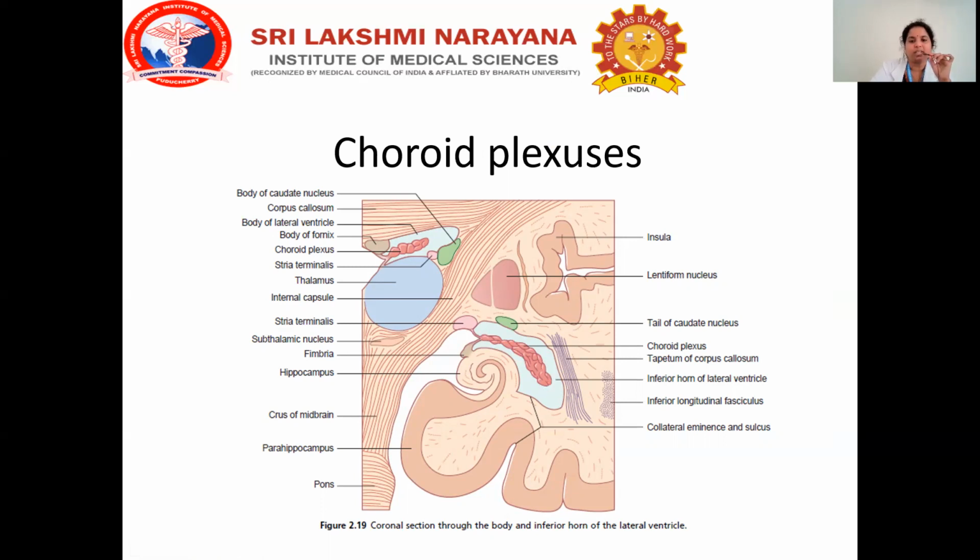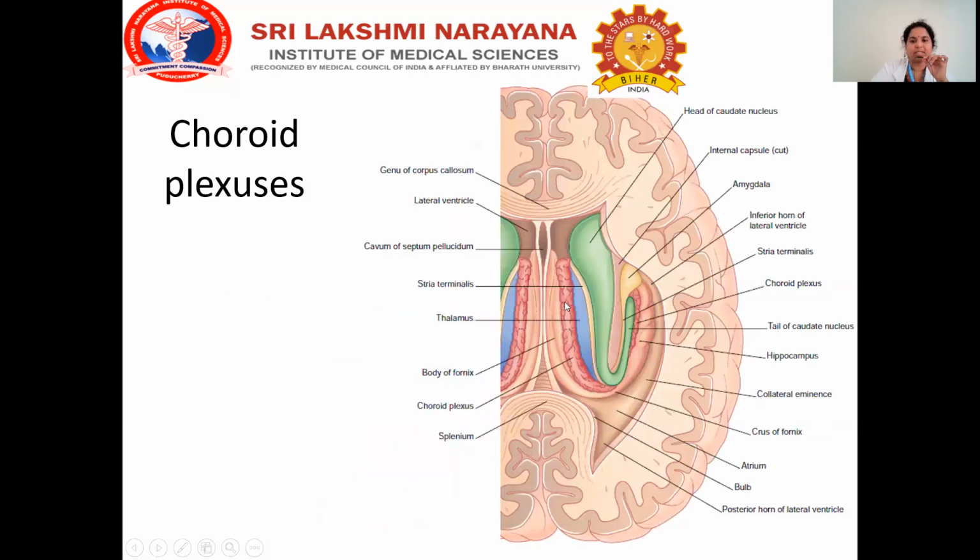An important thing to be noted here is the difference between tela choroidea and choroid plexus. Tela choroidea is nothing but the ependymal lining and the blood vessels. Choroid plexus is formed by three structures: blood vessels, ependymal lining, and pia mater. If it is only blood vessels and pia mater, it is called tela choroidea. Plus the ependymal lining, it forms the choroid plexus. So this is the entire choroid plexus seen from opening the roof of the lateral ventricle cavity.